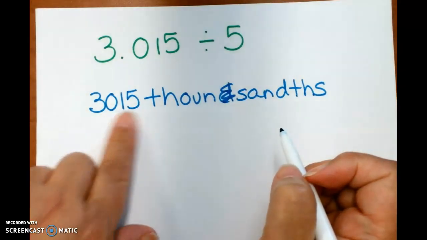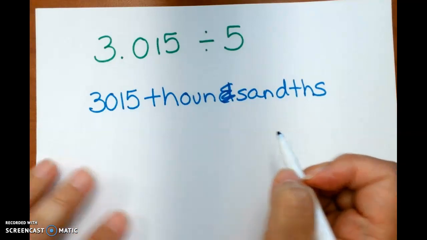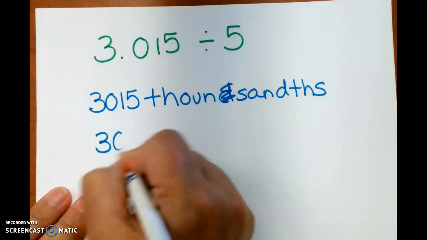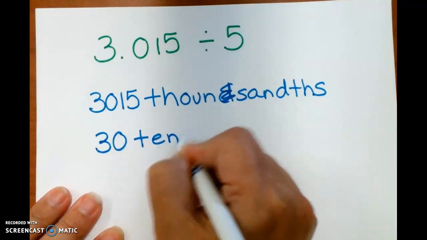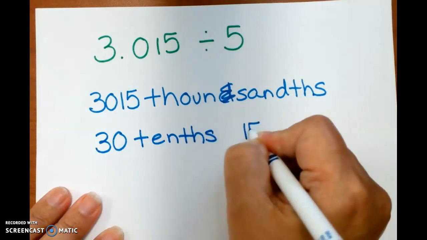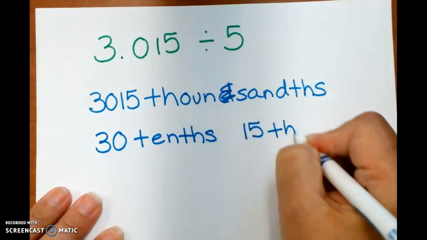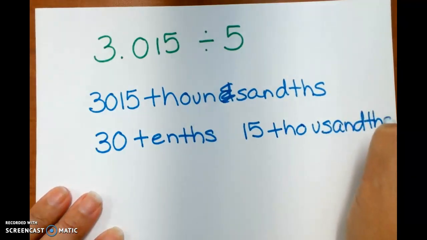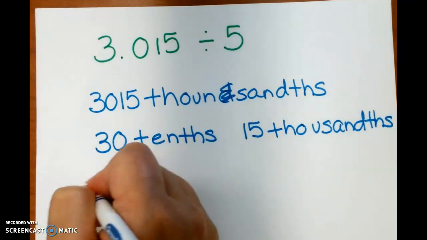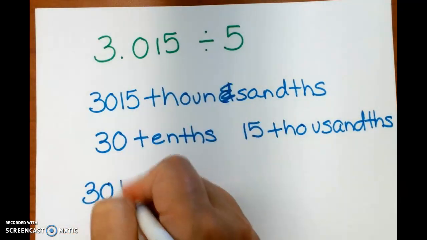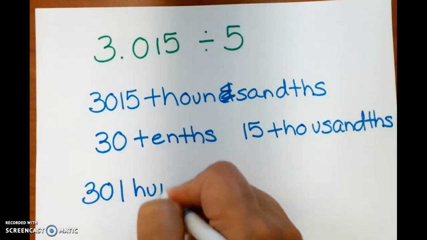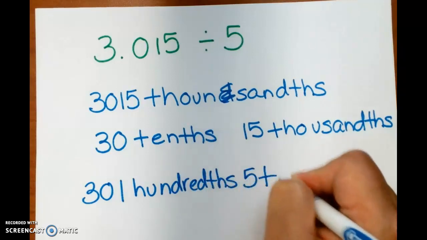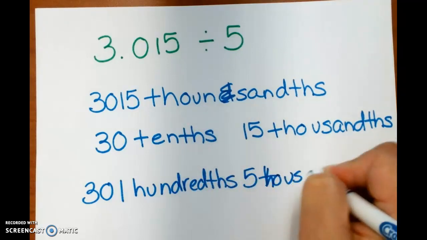So I have 3,015/1000. I can also turn it into 30/10 and 15/1000. I could make it hundredths, but I don't think that's going to help me divide. Let me see. 301/100 and 5/1000. Miss Walker's having trouble writing today, guys. I am so sorry.